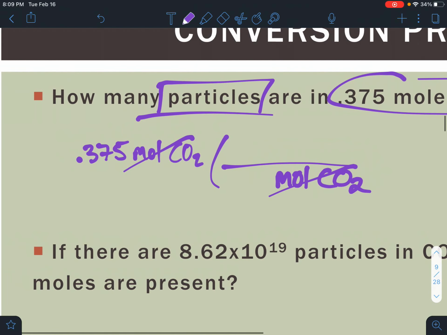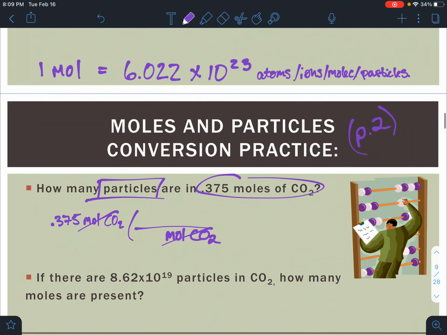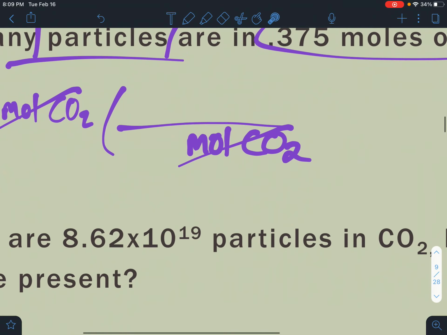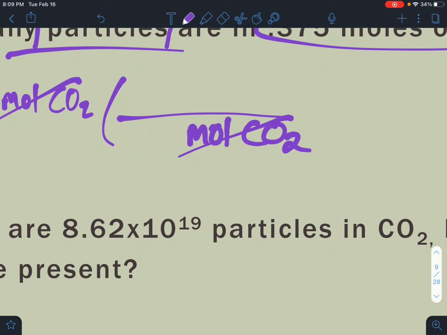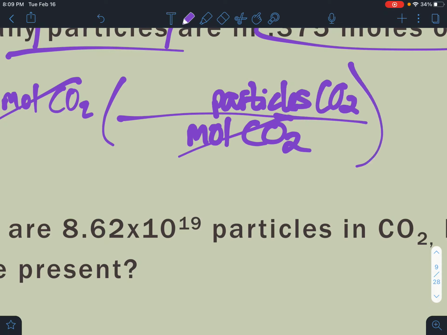Now, where are we going? We're going to particles, and we do have an equivalence ratio that goes from moles to particles of a substance. So we're able to put that into this conversion factor. So up here, I'm going to write down particles of CO2, and I can close my parenthesis.